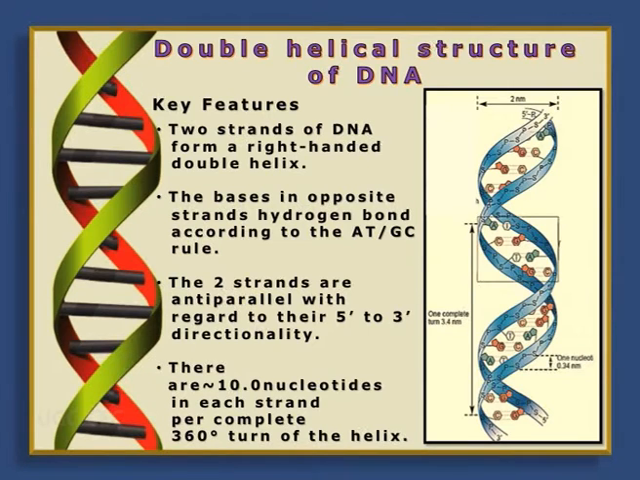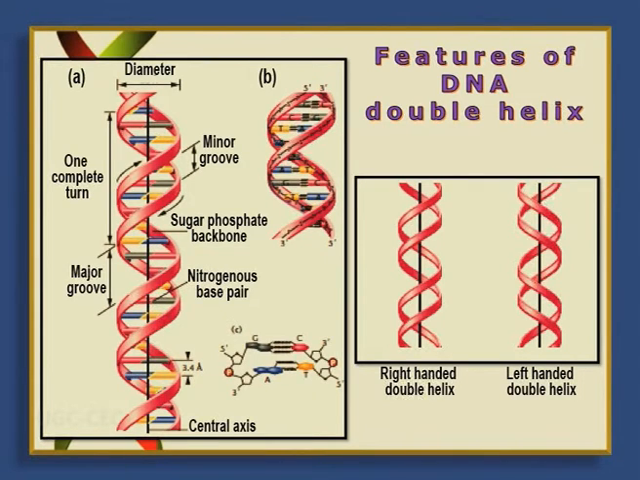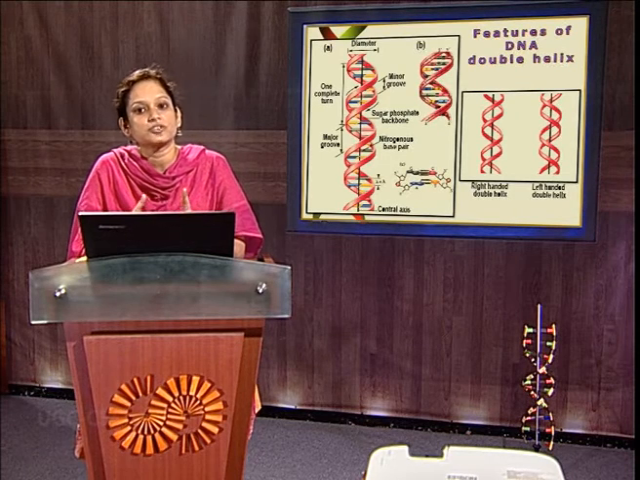Apart from these key features, there are other structural parameters also of this secondary structure of DNA. The diameter of the DNA double helix is 20 angstrom in length. Then there are two grooves present on this secondary structure, the major and the minor groove. The width of the major groove is 22 angstrom. The width of the minor groove is 12 angstrom. The complete turn of the helix, which is also known as the pitch of the helix, is 34 angstrom in length. The distance between two successive base pairs is 3.4 angstrom. So all of these parameters are fixed in nature for the secondary structure of DNA.